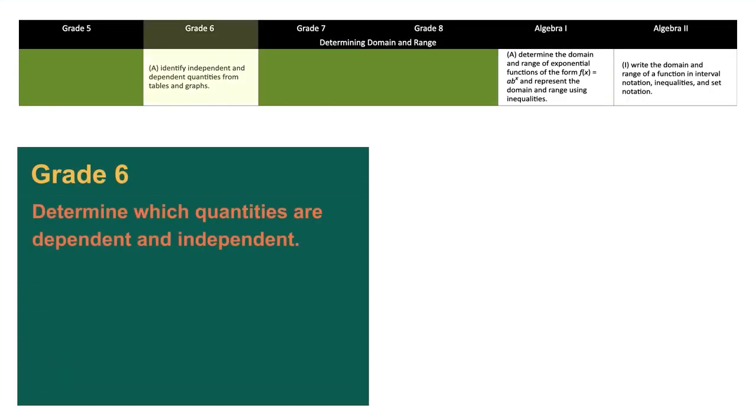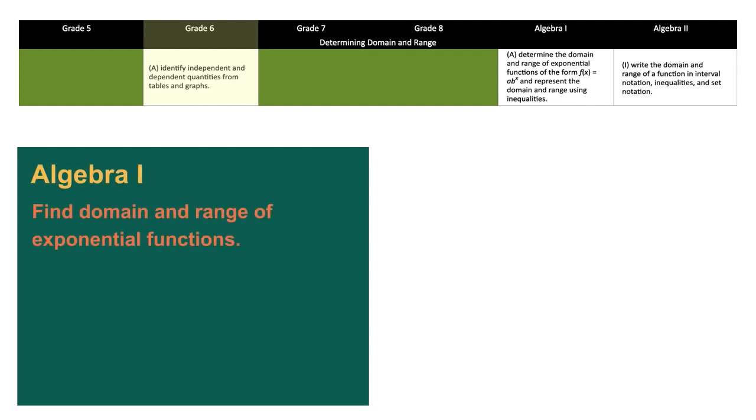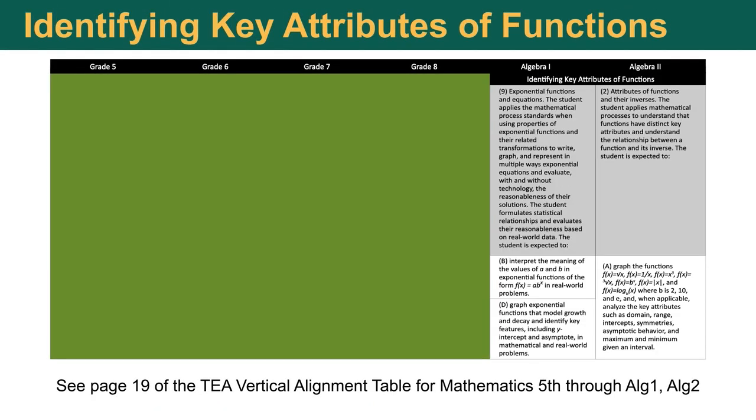In 6th grade, students take data from tables and graphs and identify which quantities are dependent and which quantities are independent. The background from 6th grade supports students as they find the domain and range of exponential functions. In Algebra 1, students represent domain and range using inequalities, and then in Algebra 2, they represent them using intervals and set notation.